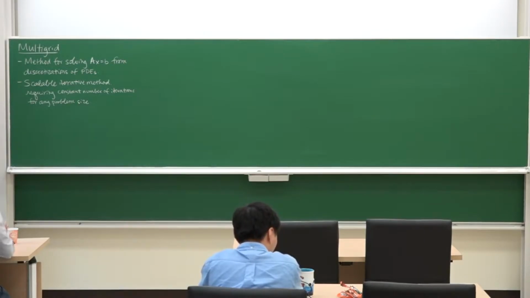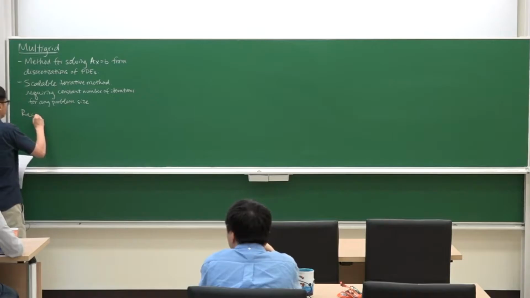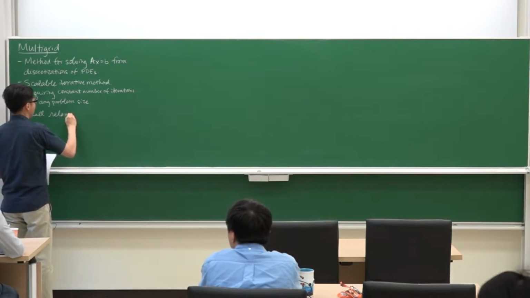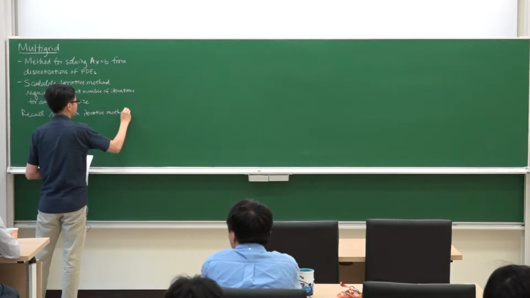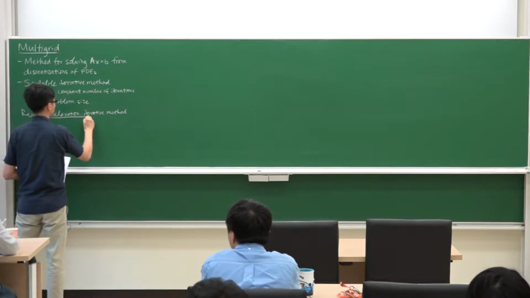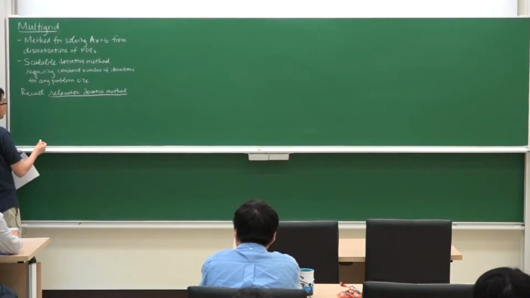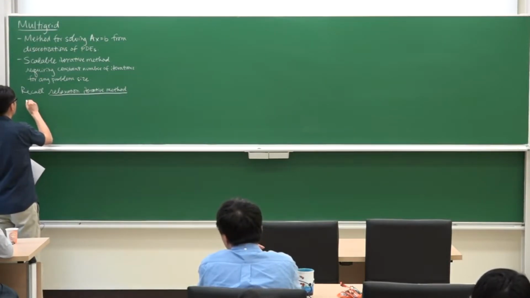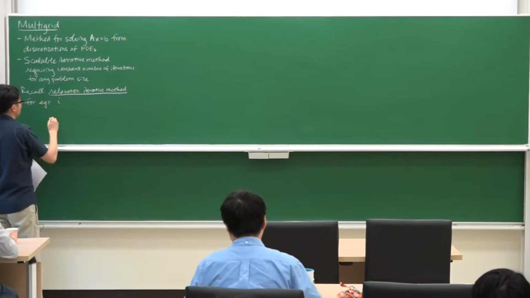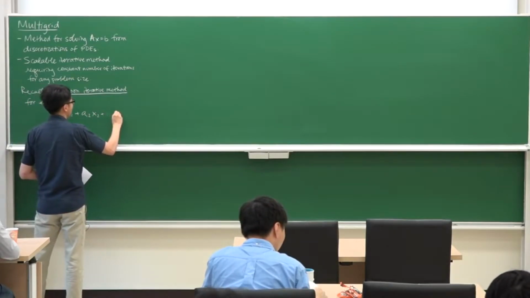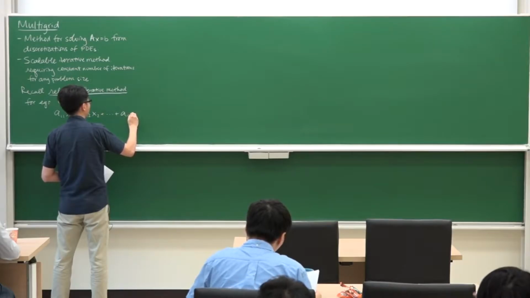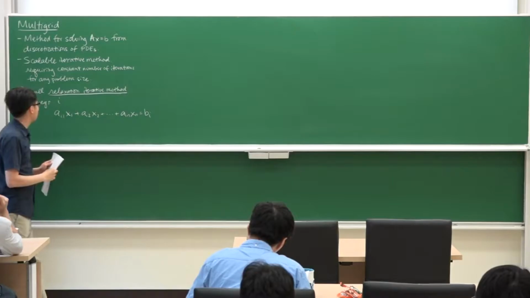So let me compare this to just a basic iterative method. A basic iterative method like Jacobi or Gauss-Seidel, which I'm going to call a relaxation iterative method. So recall a relaxation type iterative method. Here, let me write down each equation in Ax = b. For equation i, we have a_i1 x_1 plus a_i2 x_2 plus all the way up to a_in x_n, if we have n equations and n unknowns, equals b_i. That's the ith equation.